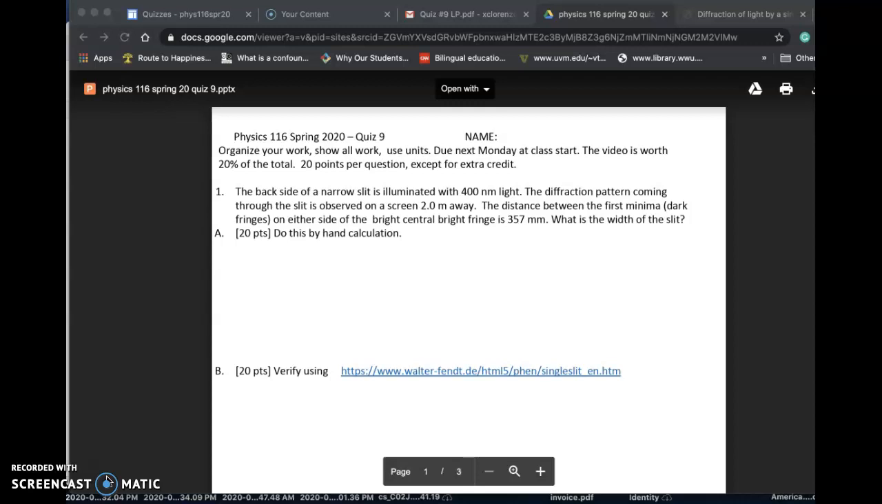To do this, first we have to do it by hand, and then we'll verify it using this hyperlink, which leads to a simulation of such experiment.